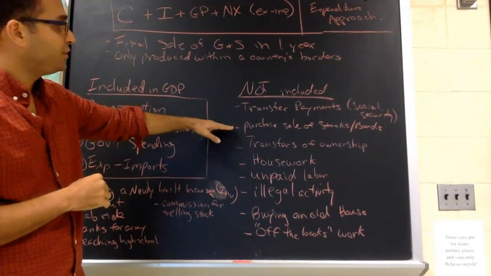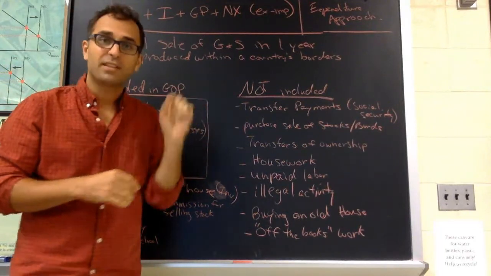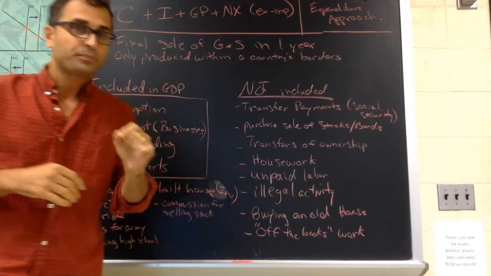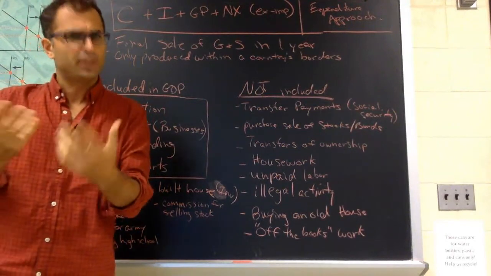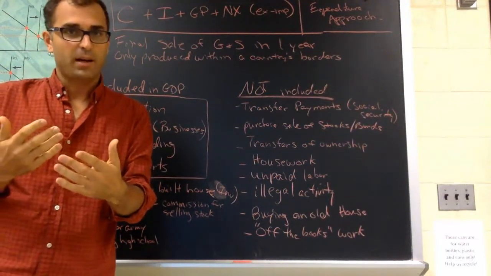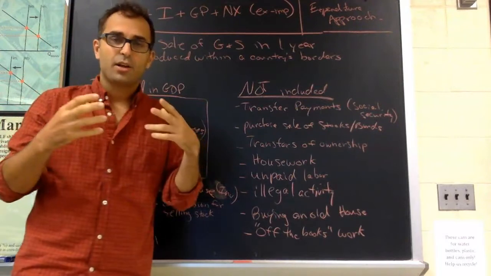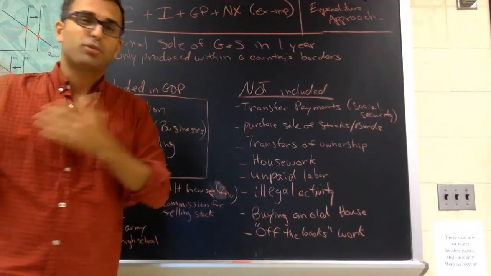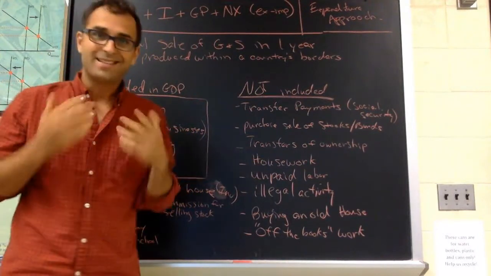Another thing not included in GDP is the purchase or sale of a stock or a bond. Students think, when you're buying a stock, oh, that's a good, isn't it? No. A stock or a bond is not a good. A stock is ownership of a company. So a transfer of ownership, which is the next one, is not counted in GDP.